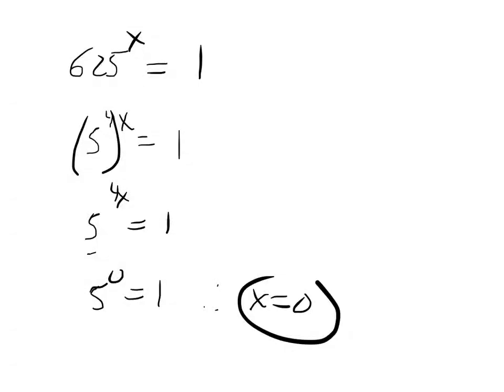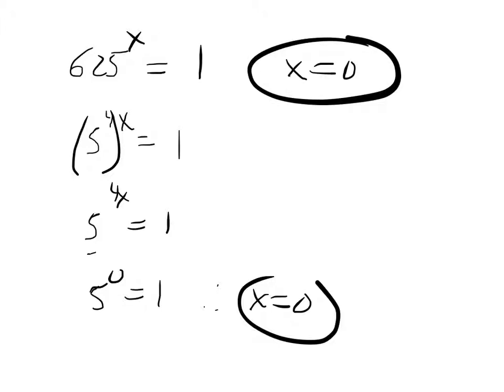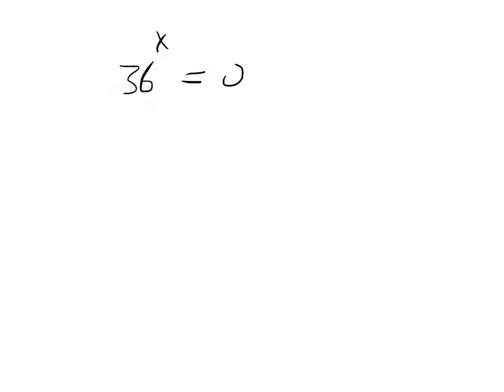I could have recognized that initially right in the problem. I'm raising 625 to some power, and I've got to get an output of 1. The only power that is going to give me an output of 1 for an exponential expression is 0. So I simply could have answered x equals 0 right back at the beginning. Now, if I want to take 36 and raise it to a power to get 0, my quick answer is there is no solution here, because I can't raise 36 to any power and get 0.